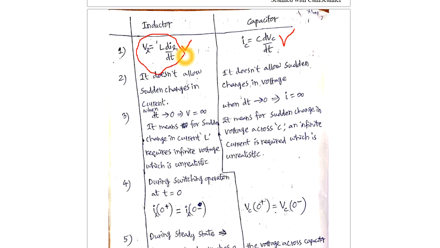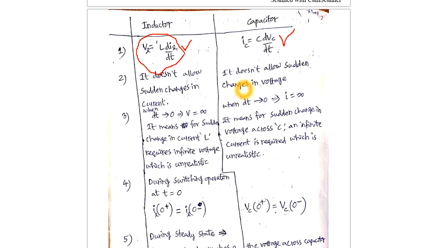Of course these are derived from other laws in nature, maybe Faraday's law, right? And here it is from the electrostatic energy or charge equation. So we got these voltage and current equations of inductor as well as capacitor. Now if you observe here, from this voltage equation of inductor we can say that the inductor doesn't allow sudden changes in current, and similarly the capacitor doesn't allow sudden changes in voltage.